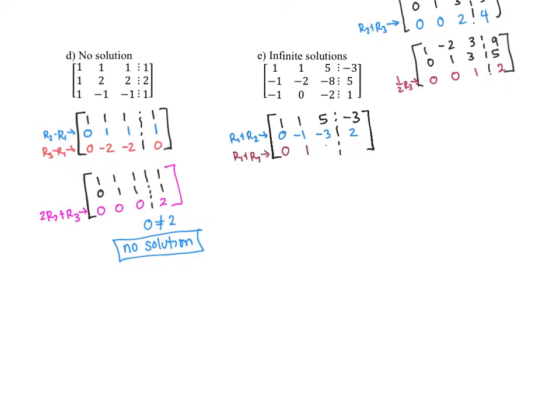0, 1, 3. Okay, now the next move is I want to have a 0 here. So I want to cancel this out using the one above it. Luckily, they are going to cancel. Okay, but I'm okay with my first row.